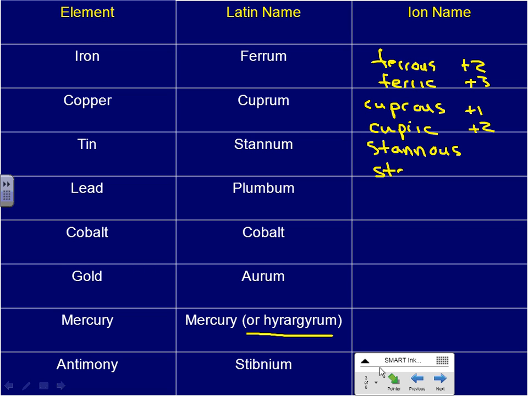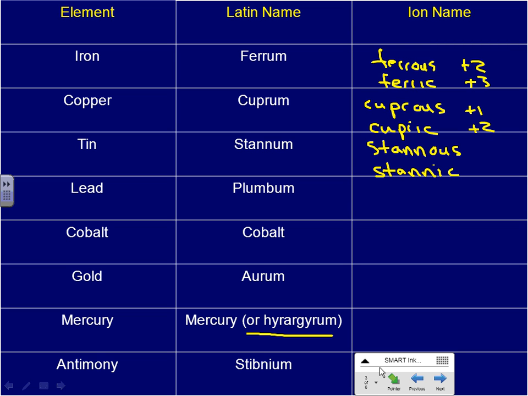Stannous and stannic. That's one of my favorites. I like that. Stannous. It's good stuff. I should have named my kid Stannis. That would have been funny. No, he wouldn't, but it would still be funny. Oh, Stannis.